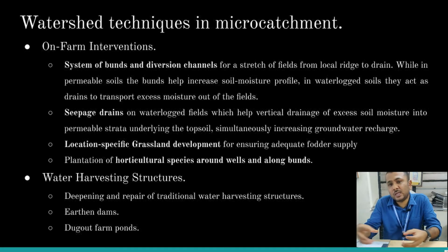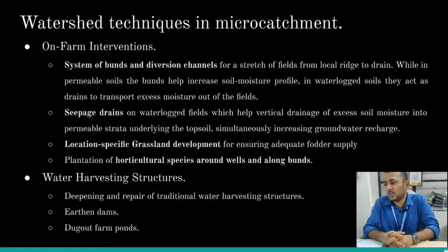Seepage drains are basically drains that are placed inside the ground or beneath the ground surface, and the water that is logged in the root zone will be diverted towards some other point. Okay, this is what a seepage drain is, and the water that is extracted from this waterlogged area will be diverted towards the area where you want to store the water.